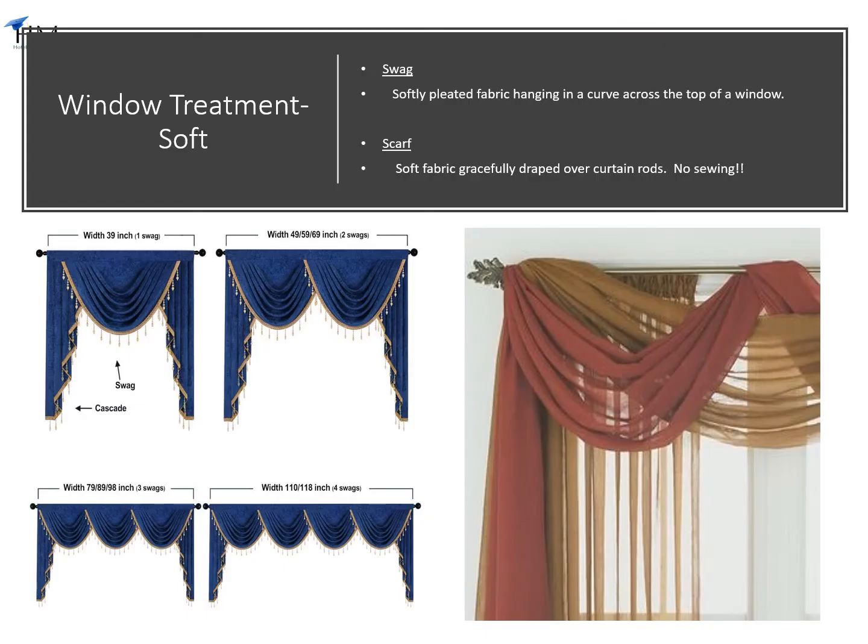The next soft window treatment is swag. As you can see in the first picture, the blue swags. Swags are softly pleated fabric hanging in a curve across the top of a window. The second one is scarf. A scarf is a soft fabric gracefully draped over a curtain rod with no sewing.